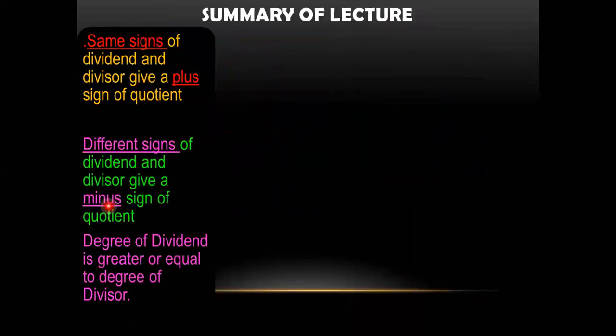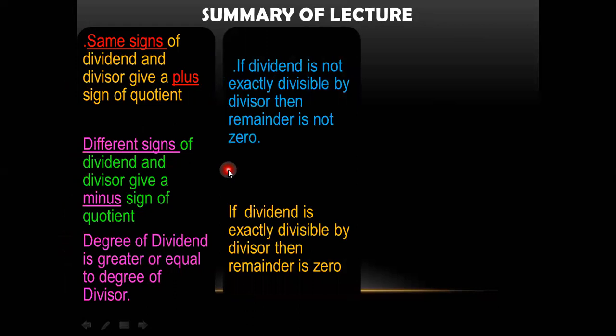Now the summary of the whole lecture. We have seen in this lecture that whenever we divided the dividend and the divisors and both were of the same signs, the quotient was having a plus sign, right? And whenever we divided a dividend and divisor and they were having different signs, the quotient was having a minus sign. And we have also seen that the degree of the dividend is greater than or equal to the degree of the divisor. Then we have seen that if the dividend is not exactly divisible by the divisor, then the remainder is not 0.